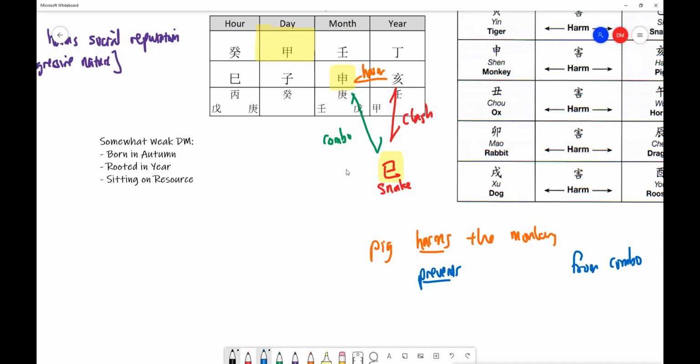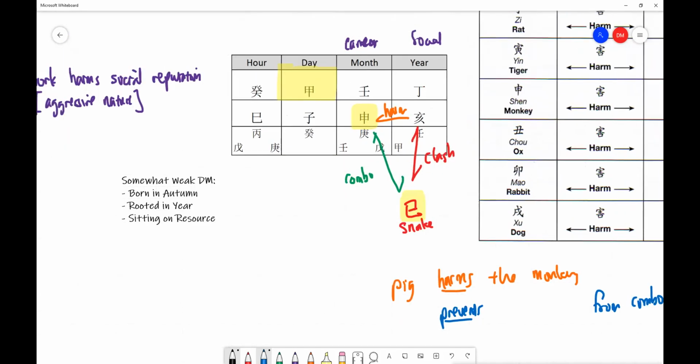Now, what is snake? Snake is Ting fire, isn't it? What is Ting fire to your Jia wood? EG, correct. Therefore, it is EG. So EG is a creative star. EG is an output star, talent star. Remember? Talent star.